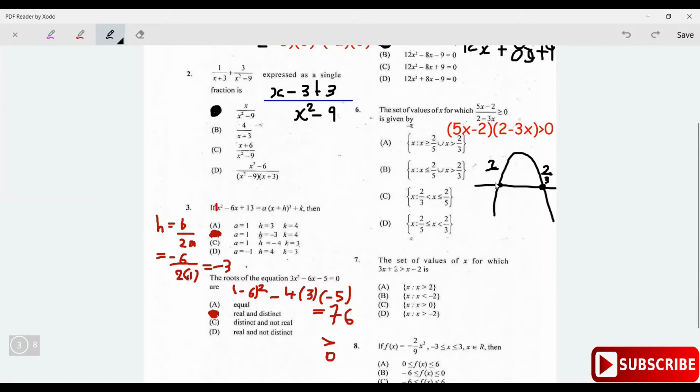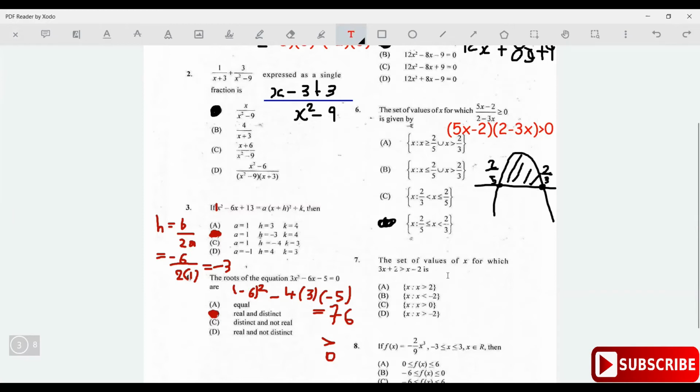So if these are the roots, what is going to happen? You want where it's greater than or equal to 0. That's inside here. So the solution is x is between 2 over 5 and 2 over 3. Easy.